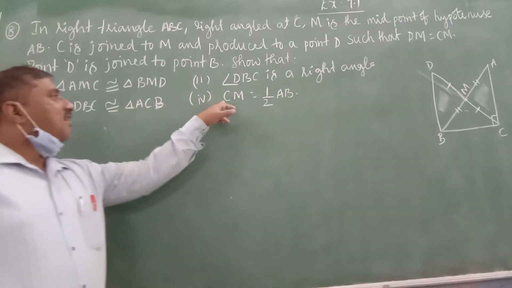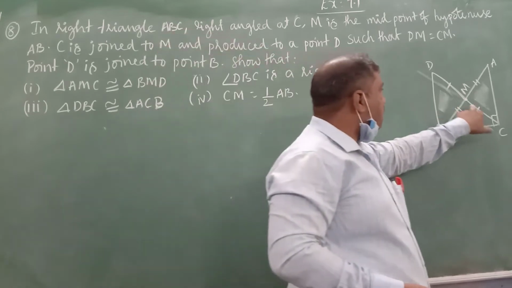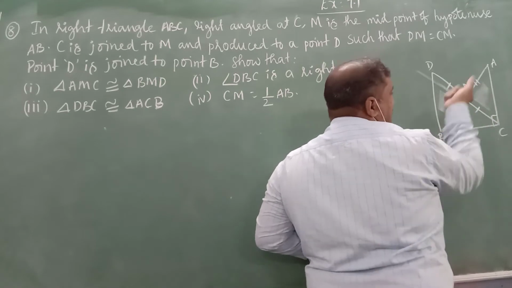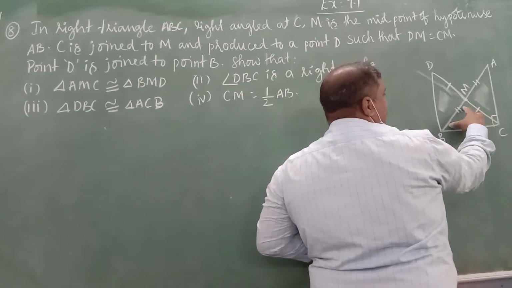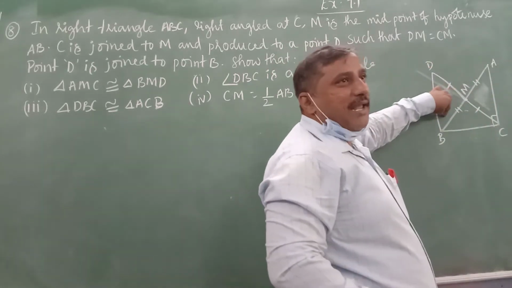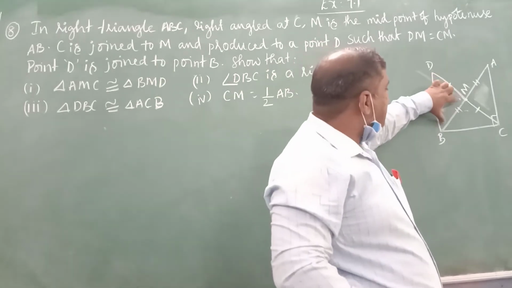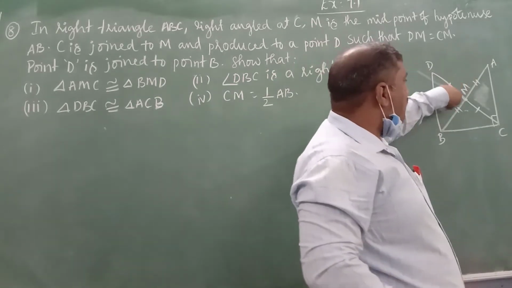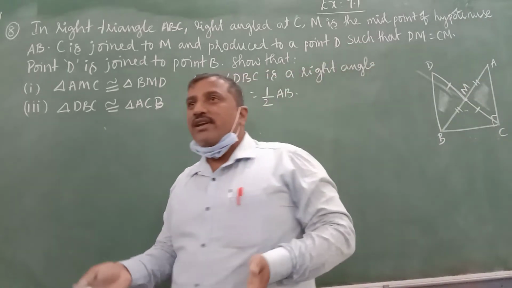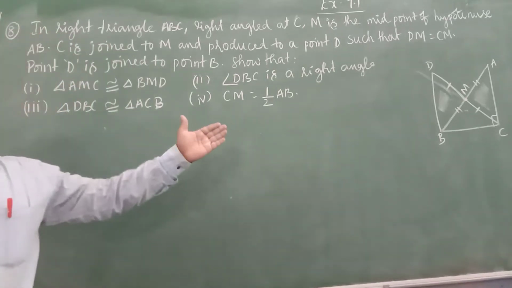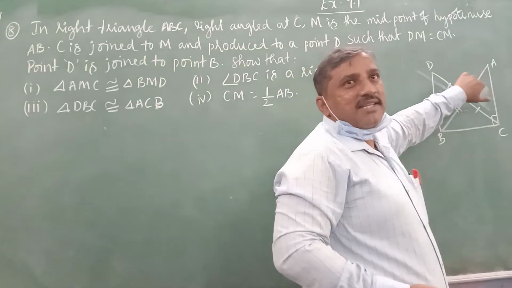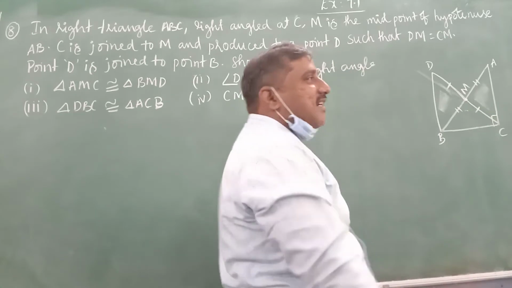Clear? Then the fourth one: length of CM is equal to half of length of AB. Here, half of AB means you may prove that CM is equal to BM or CM is equal to AM. Why? Because M is the midpoint of AB. That means BM is equal to AM, both are equal. If you prove CM is equal to BM or CM is equal to AM, then we can say that CM is half of AB, because BM is half of AB and AM is half of AB.